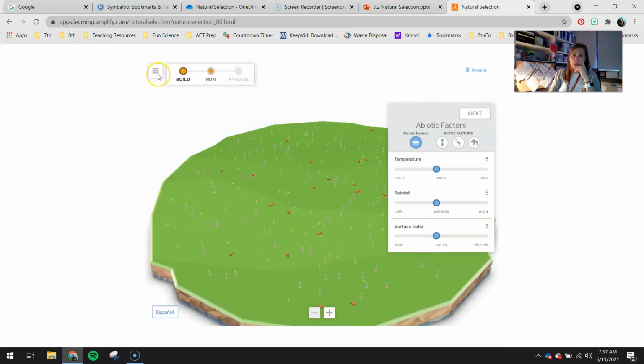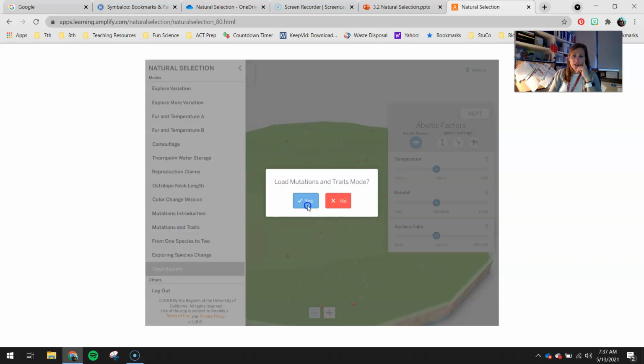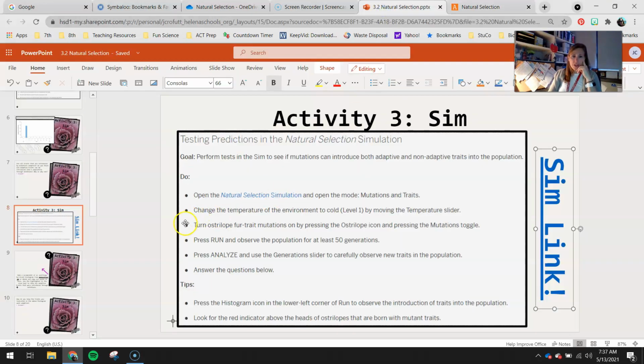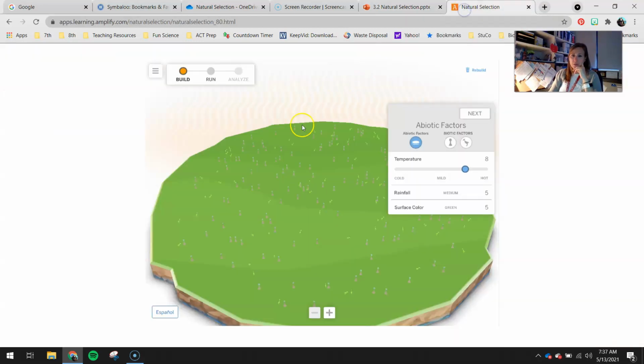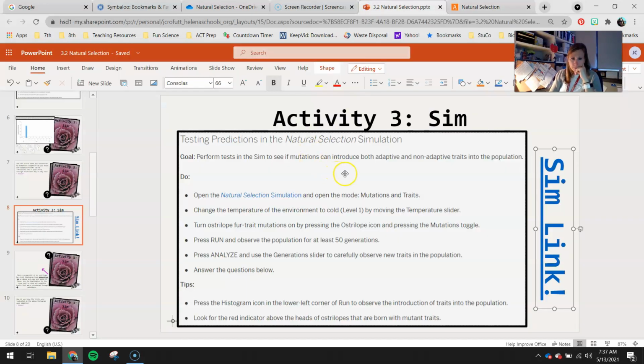So here's our sim. We're going to go to these 3 horizontal bars and find mutations and traits and load that up. Change the temperature of the environment to cold, level 1, by moving the temperature slider. Turn the Australopes' fur trait mutations on by pressing the little icon and toggle. All right, so temperature is cold. Australopes, we're going to make sure our mutations are on. So we click the little icon and then turn our mutations on.